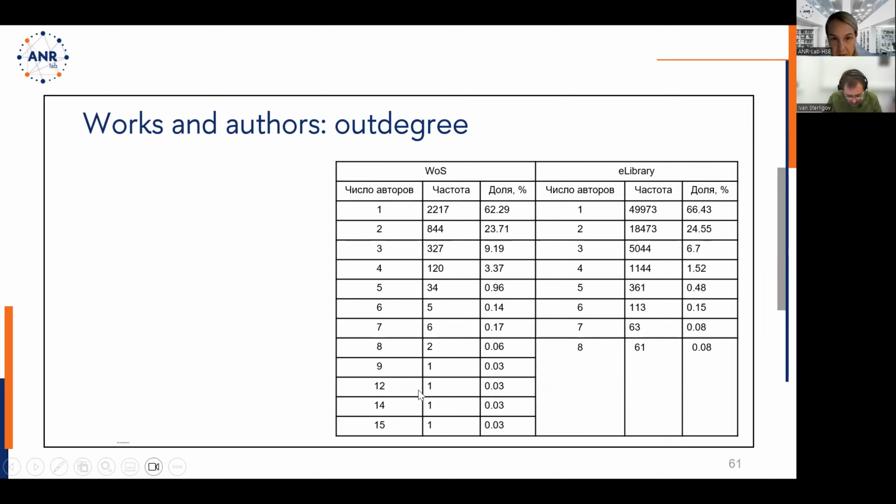But what we can see is that, again, the number of publications which are written by many authors is really small. And there are many publications which are written by single authors: 62% in Web of Science and 66% in eLibrary. And for pairs of authors, the result is very similar. And actually for 3 and 4 and so on, we can see that the shares of authors are kind of the same.